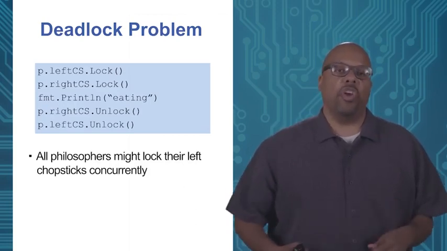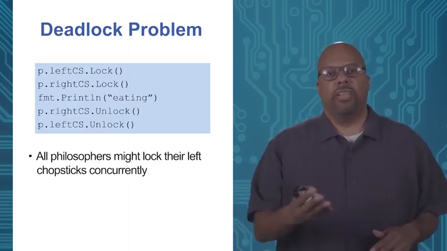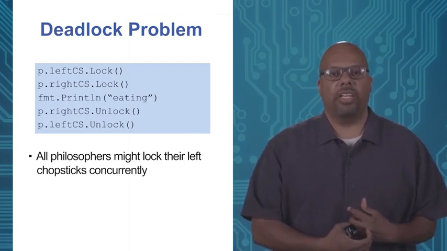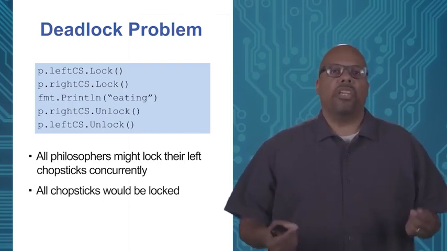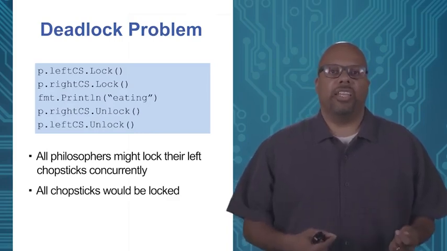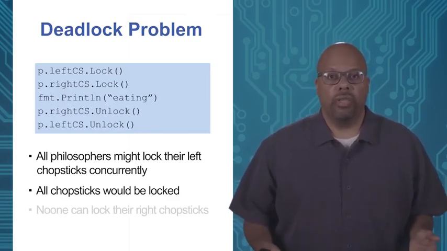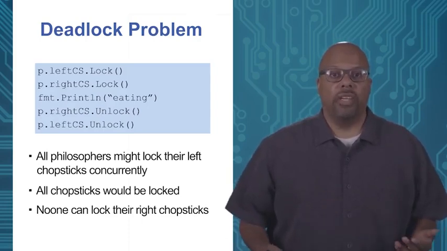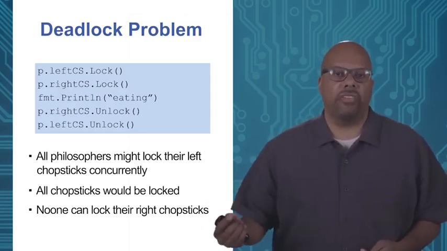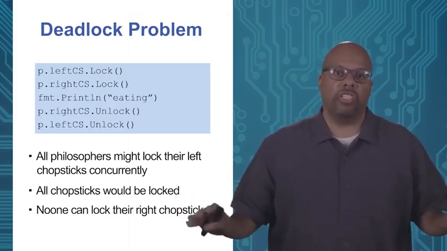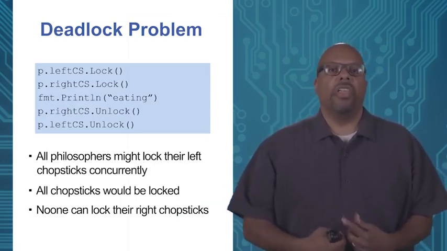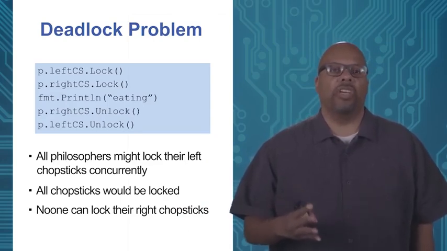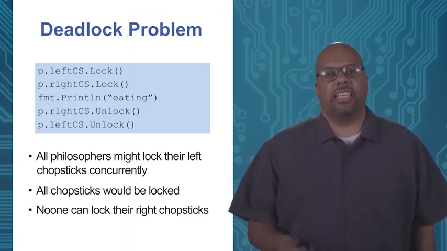And in that state, if they all grab their left chopstick, meaning they lock the left chopstick, then all 5 chopsticks are locked. So when they try to execute their next instruction, locking the right chopstick, they won't be able to, because all the chopsticks are locked. Because your right chopstick is somebody else's left chopstick. So if everybody's locked all the left chopsticks, we would be in a deadlock situation. So there's at least one interleaving where you can get into this deadlock situation.